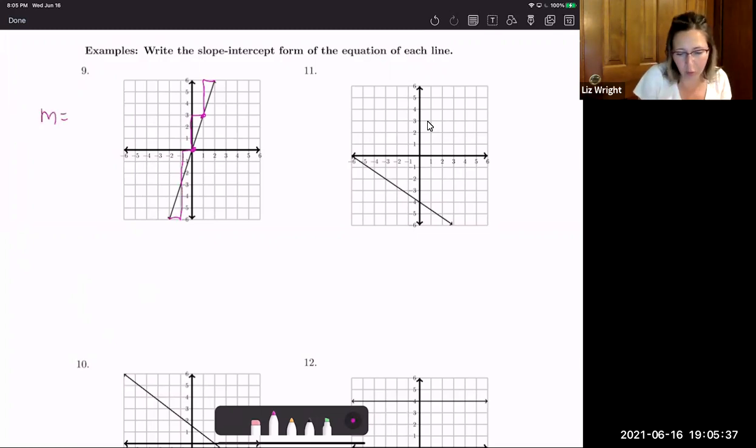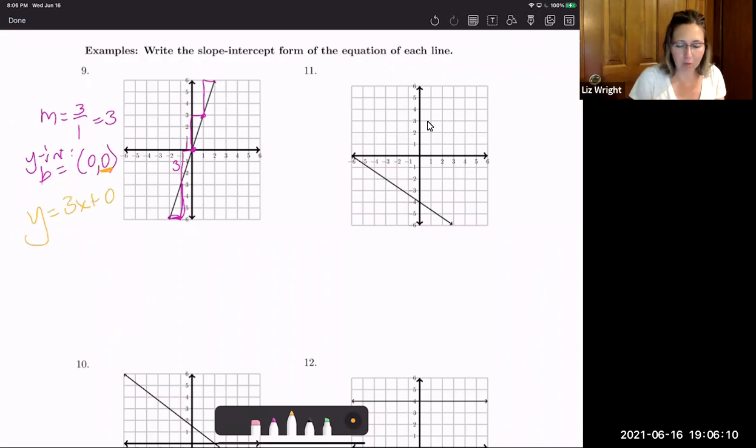By the way, that's how you show your work too, is being able to draw those triangles on your page, and you can label the triangle 3 and 1. So it's going up 3 and right 1, which is positive. It's a positive 3 slope. What's our y-intercept? Or you can even write y-intercept as an ordered pair, which is going to be 0, 0. So then what we're plugging in is this value. So it's going to be y equals 3x plus b, which is 0. Do I need to put the plus 0 on there? No, you can just write it as y equals 3x if you'd like.